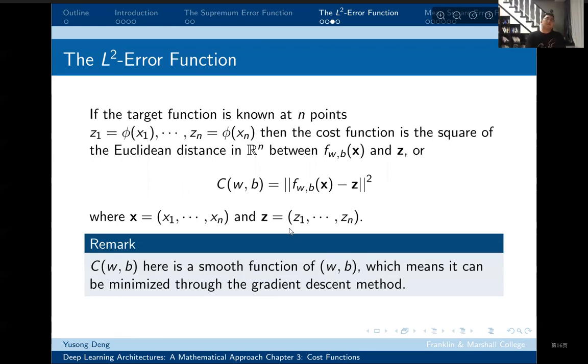So here, you need to know what? You need to know the cost function here is smooth. Smooth means it's continuous and there's no sharp point, and generally it indicates something. It means it can be minimized through the gradient descent method. So what is the gradient descent method? In your calculus 3, I assume you must know what is gradient and what is gradient descent. You know, just go through the gradient direction.